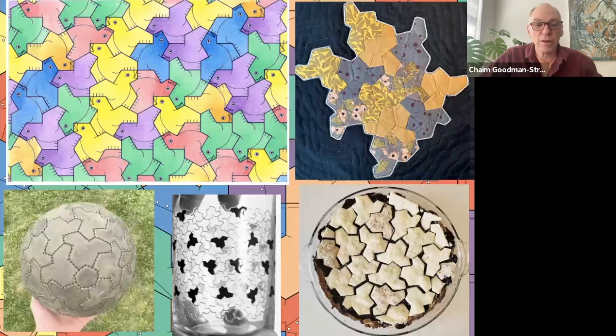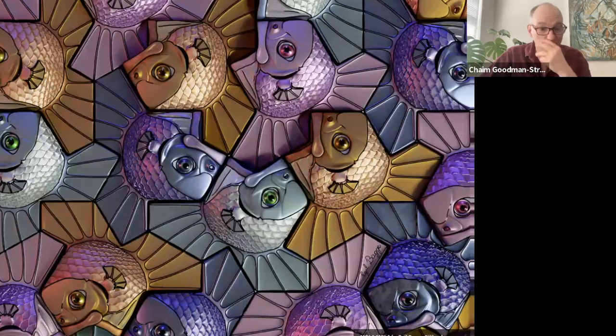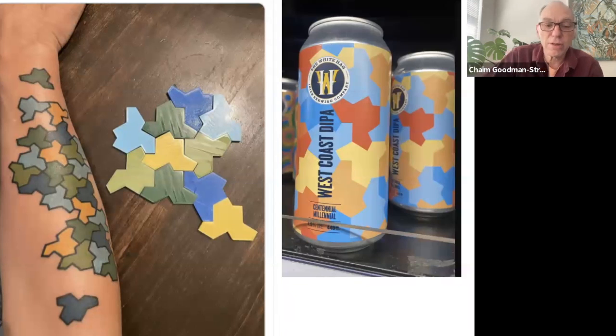Cookies, quilts, this is some sort of ray trace thing. This is fabric, and beer and tattoos.